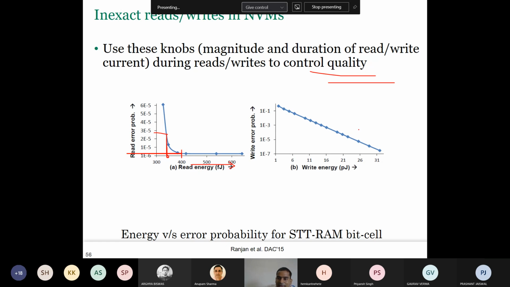Similarly, here write energy, if I want 0 error, then I should have supplied maybe 32 picojoule. But if I supply suppose only 10 picojoule, I will have a lot of errors, but as long as I can tolerate that error, I am able to save write energy. Right? So that's the idea of approximate computing here.